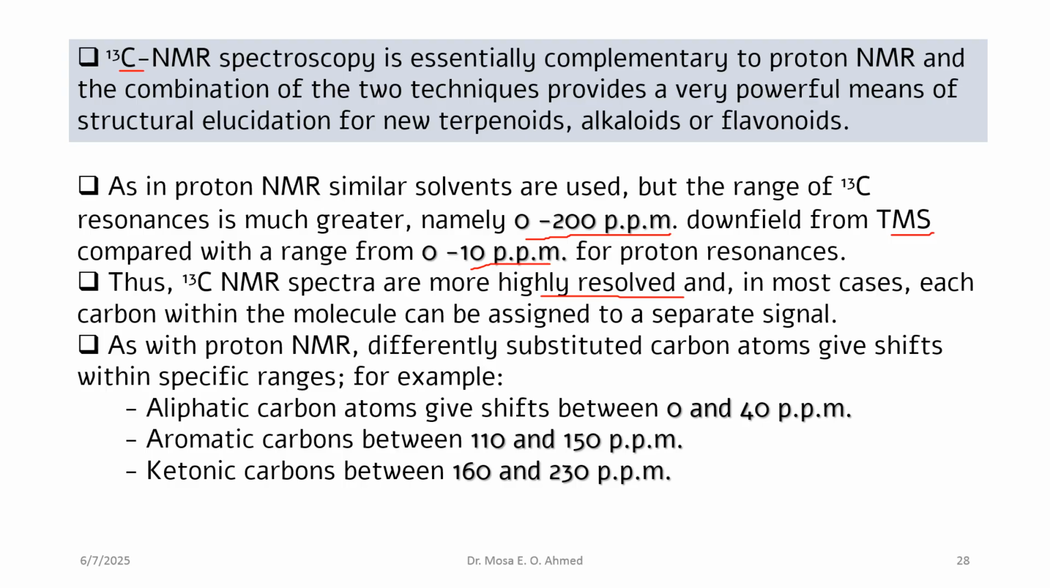For example, aliphatic carbon atoms always show a shift between 0 to 40 ppm, while carbon-13 in an aromatic ring shows a shift in the range between 110 to 150 parts per million, and ketonic carbons show a shift between 160 to 230 delta, or parts per million.